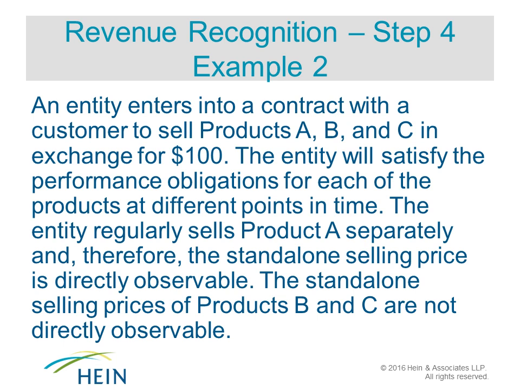So here's the second example. An entity enters into a contract with a customer to sell products A, B, and C in exchange for $100. The entity will satisfy the performance obligations for each of the products at different points in time. The entity regularly sells product A separately, and therefore the standalone selling price is directly observable. Standalone selling prices of products B and C are not directly observable.